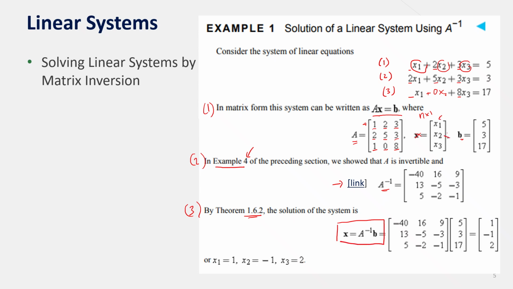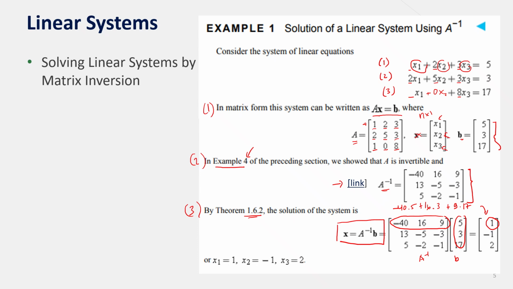What is x1, what is x2, what is x3? We can use this formula, x equals A inverse multiplied by B. A inverse we have here, and then B we have here. Okay, here is the A inverse, this one is B. For example, the value of x1, you can get by multiplication of this row multiplied by this column. So it will equal minus 40 multiplied by 5 plus 16 multiplied by 3 plus 9 multiplied by 17, and you will get this value. And the rest is the same.